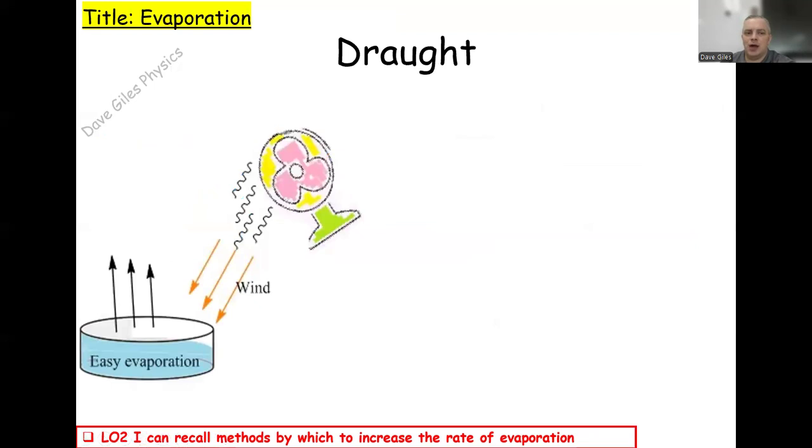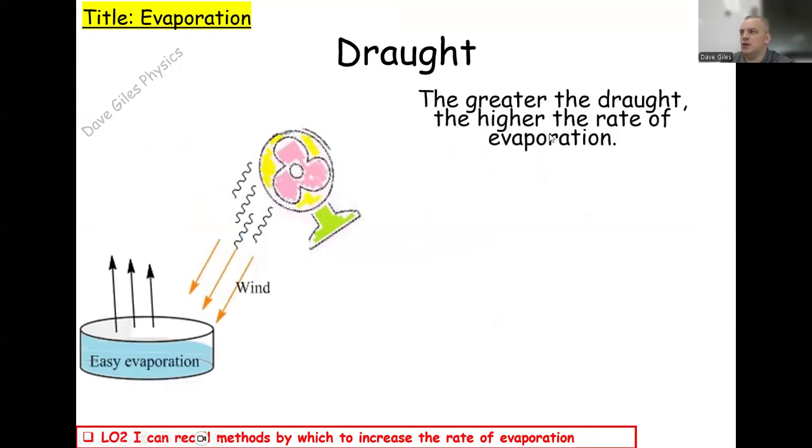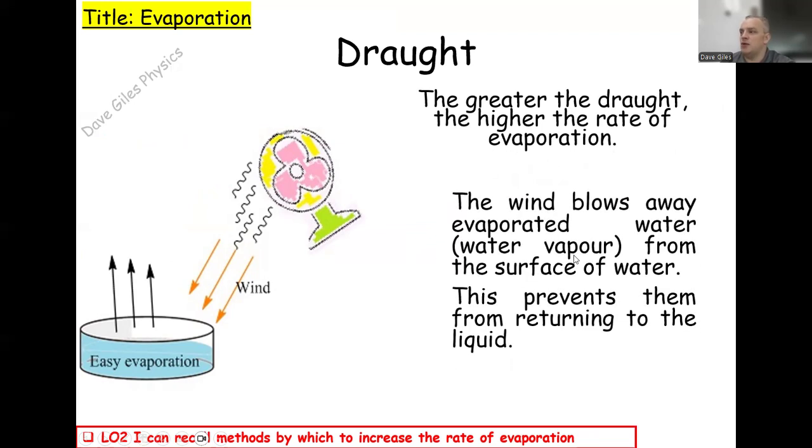And adding a draft. So the greater the draft, the higher the rate of evaporation. The wind blows away evaporated water molecules, water vapor, from the surface of the water. This prevents them from returning to the liquid.